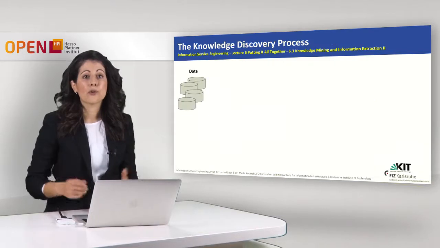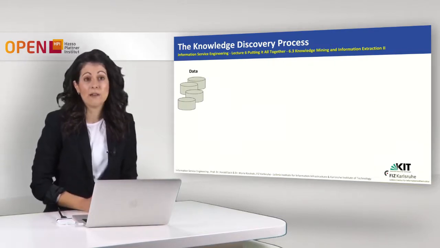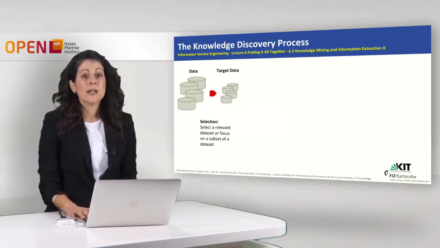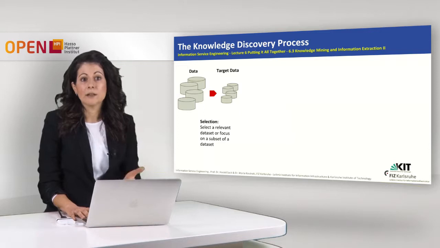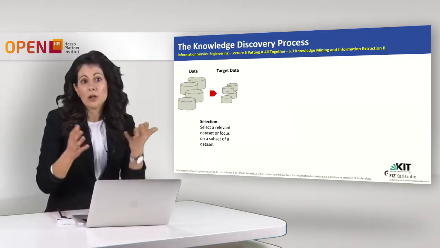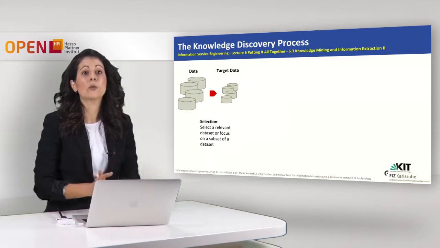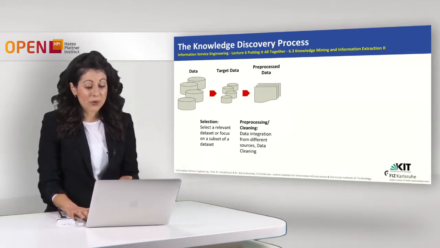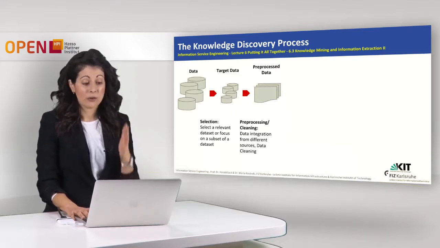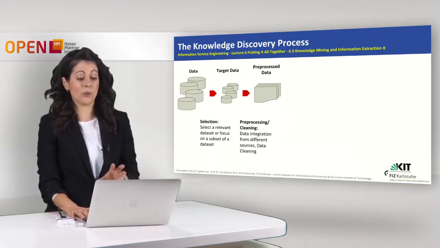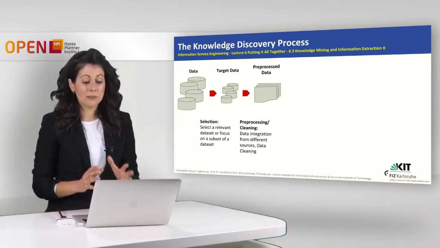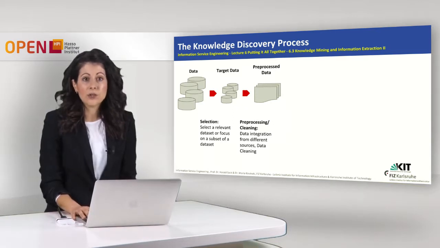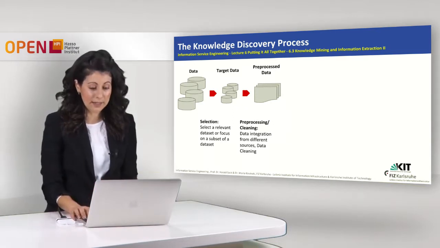And let us see the whole process now of knowledge discovery. Of course, we start from the data. Then comes the selection step, where we select a relevant dataset or we focus on a subset of the dataset. We don't have to deal with all the data available there. Then comes the pre-processing or cleaning step. This is a very important step that we need to have here, and it might end up being a bit costly. So here we have the data integration from different sources and the data cleaning.